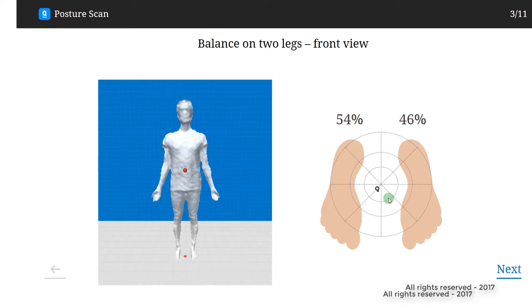The position of the center of mass is more or less the same, this time at 54-46 instead of 55-45. This comparison is made to explain that the repeatability of the measures using Qinematic is very, very good.